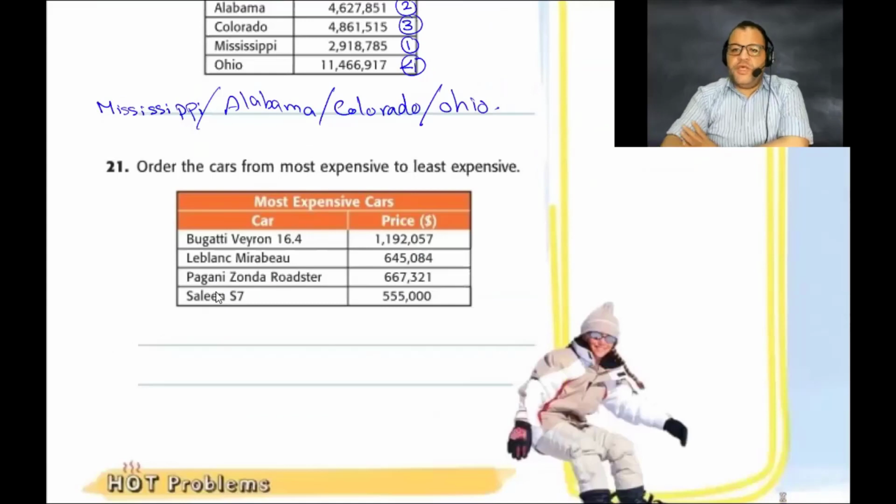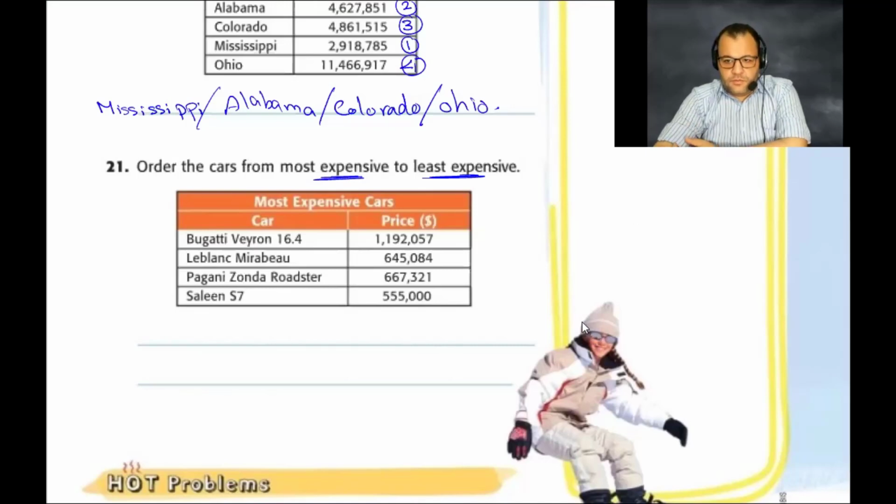Okay, so we need to order the cars from the most expensive to the least expensive. What does arrange from the most expensive to the least expensive mean? Abdurrahman, what does it mean? It means I will arrange from the greatest to the smallest. The most expensive means the greatest number, to the least expensive, the smallest number. So which one?